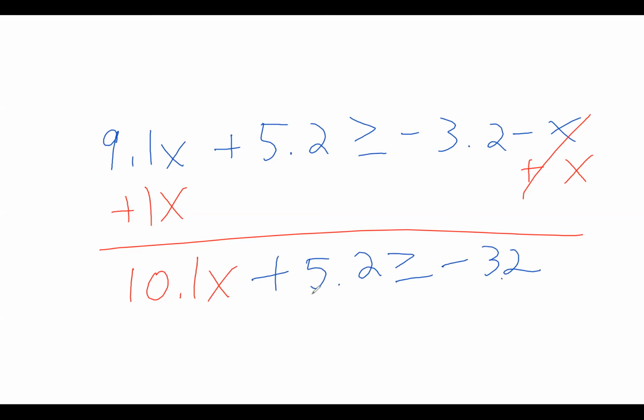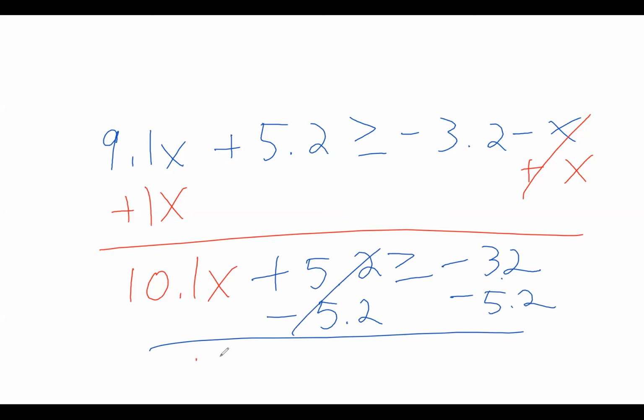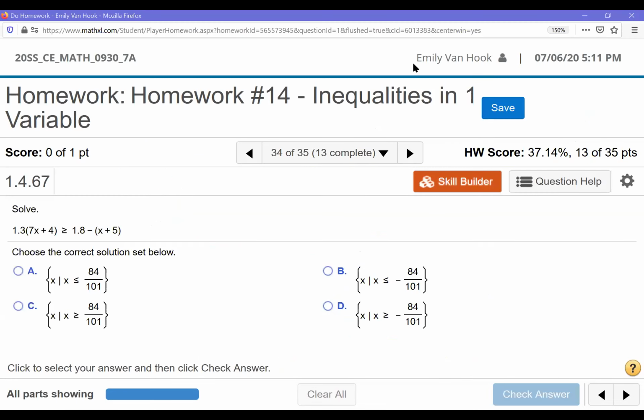Now let's get all the numbers on the right side. So we'll subtract 5.2 on both sides. So let's see, we got 10.1x is greater than or equal to negative 3.2 minus 5.2, which is going to be negative 8.4. Okay, so we're almost done. We have 10.1x is greater than or equal to negative 8.4. Okay, let's go on back to the original problem. Okay, so here's where we left off.